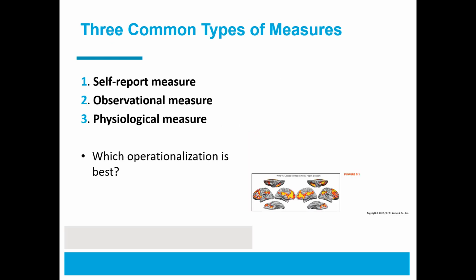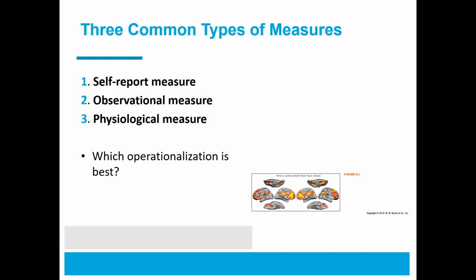We saw on the previous slide in Table 5.1 that operationalizing a variable can occur in different types of measures. The 3 common types of measures that are used in psychological research are the self-report measure, the observational measure, and the physiological measure. The first one is the self-reported measures. They operationalize a variable by recording people's answers to questions about themselves in a questionnaire or interview. For example, operationalizing caffeine consumption by asking, how many caffeinated beverages have you consumed today?